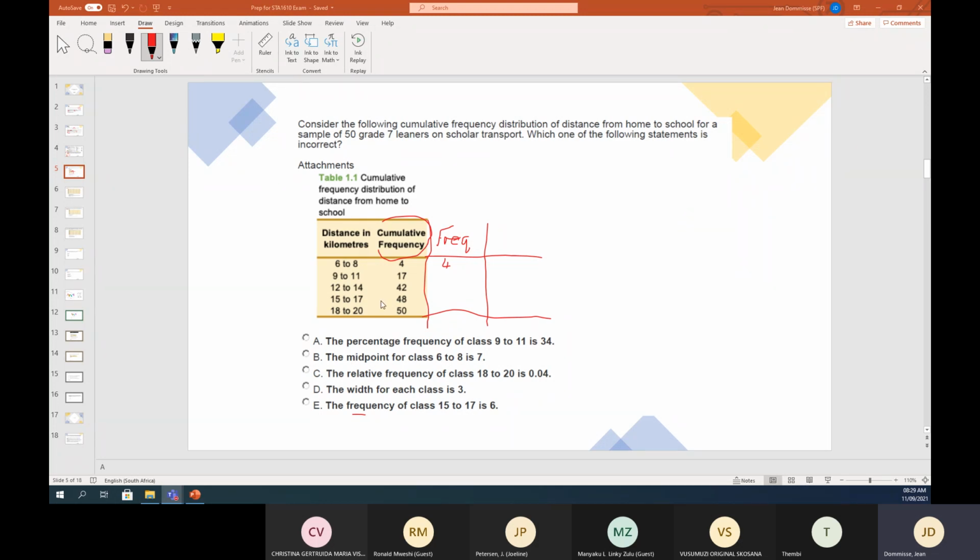Okay, so how do we get frequency? Remember, frequency is where we start before we get to cumulative frequency. To get that number, we take the cumulative frequency and subtract the previous cumulative frequency. So it will be 17 minus 4.